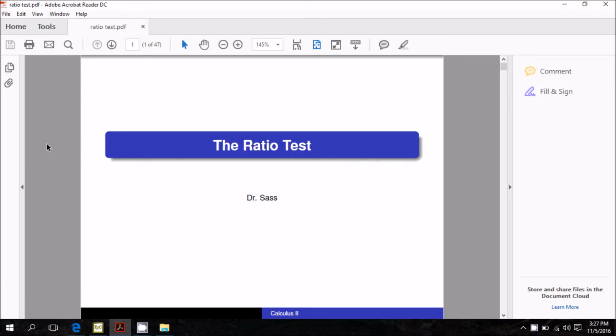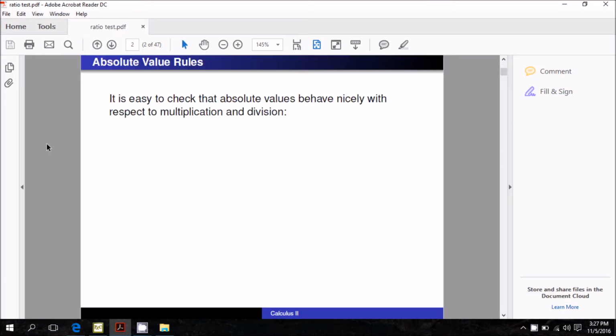Hello everyone, we're going to talk about the ratio test today. The first thing we need to talk about are absolute values, and I just want to remind you that absolute values behave very nicely with respect to multiplication and division. So the absolute value of the product is the product of the absolute values, and the absolute value of the quotient is the quotient of the absolute values.